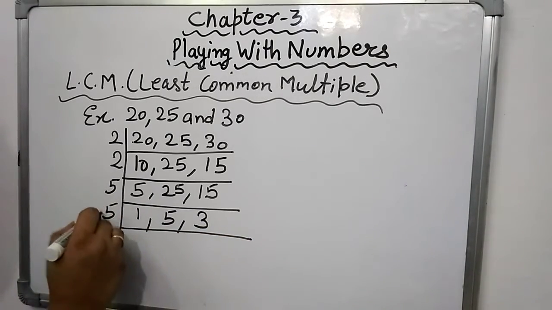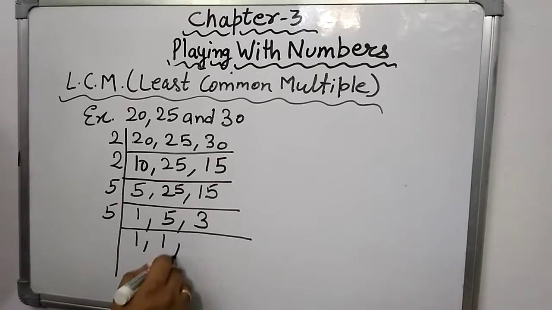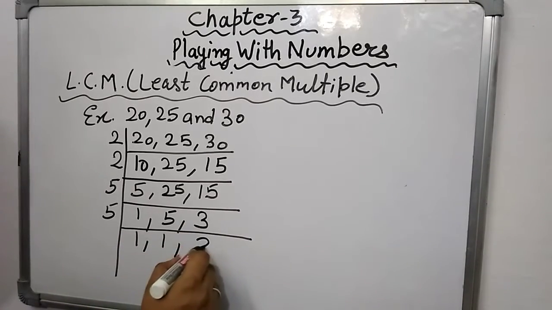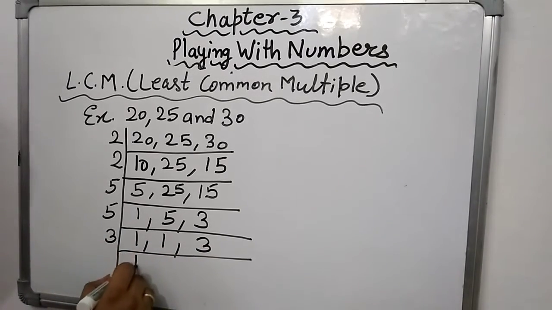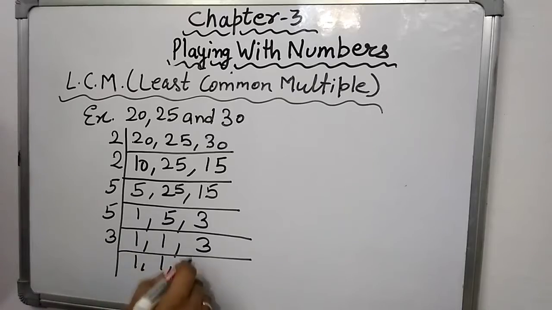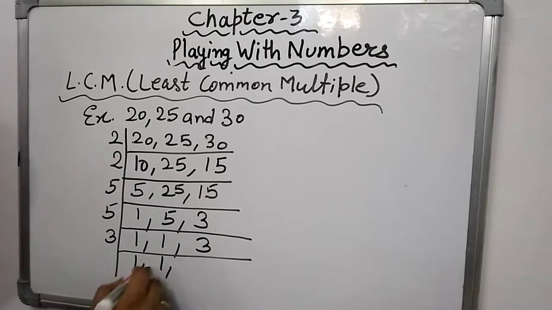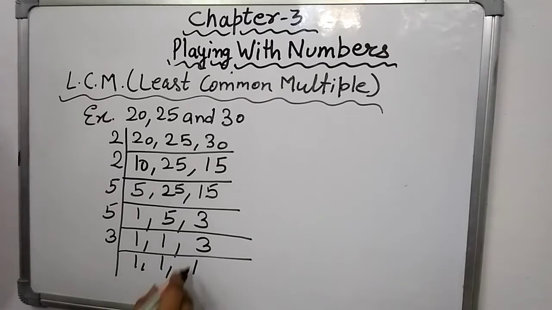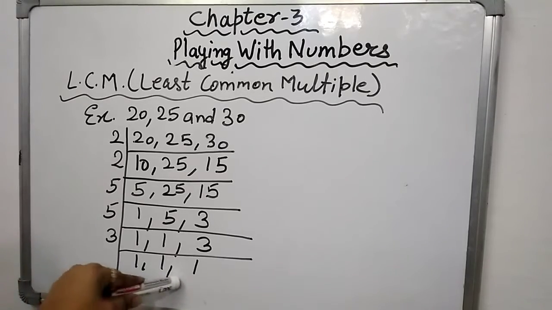Next we will take 5 one more time. This 5 will become 1 as quotient. 3 cannot be divided by 5, so it will be written as it is. Now we will divide by 3. We already have 1 in place of 20 and 25, so they will be written as they are. We will divide 3 only and we get quotient 1 for all three numbers. Here our repeated division will end.